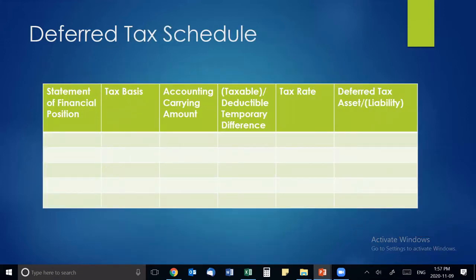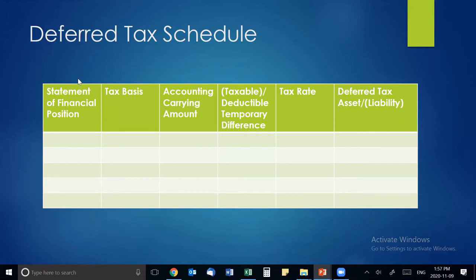What's nice is that we have this deferred tax schedule to do most of the work for us, so we don't really have to do the thinking that I was just showing you. So this deferred tax schedule kind of does everything for us, right? And this is a schedule that we would use to figure out what our deferred tax asset or liability is at the end of the year.